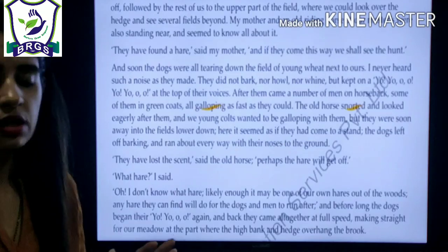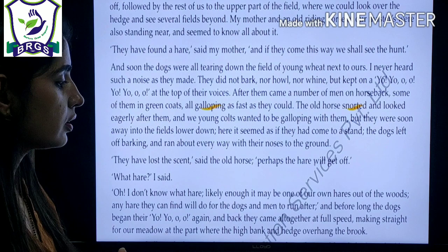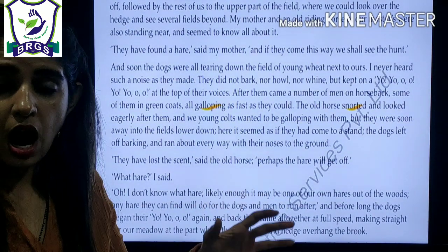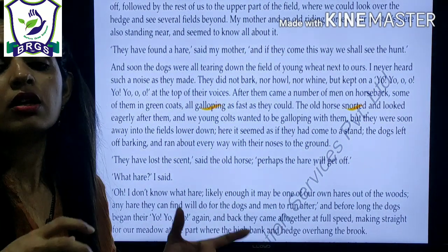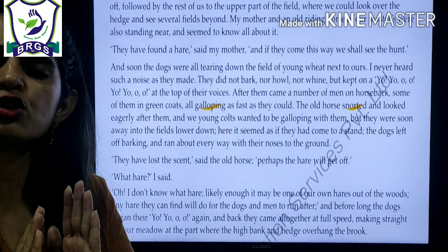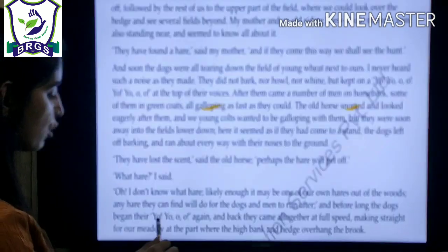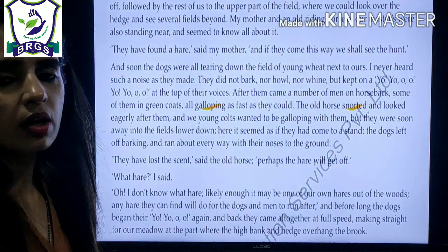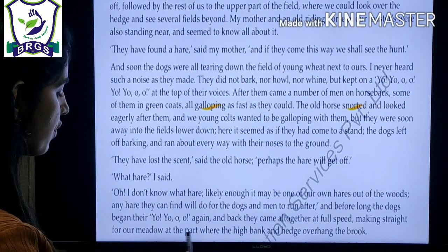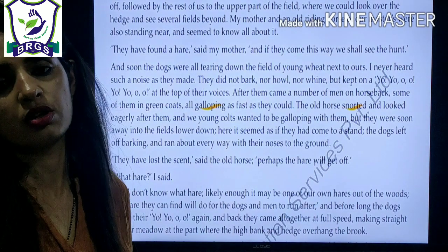Still they were talking about the hare. The narrator was asking what hare, and then someone told him that they can find any hare; the hare can be from our woods, our jungle, our bunch of trees, or from anywhere. That doesn't matter for dogs and men. They just run after it, they only wanted to catch it. And then the dogs again started their voice, yo-yo, oh-oh, and then all of them, men on the horses and dogs, started running away, and they made their way to the brook, a river.